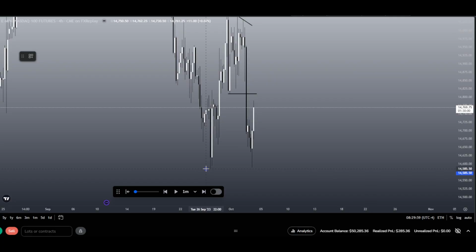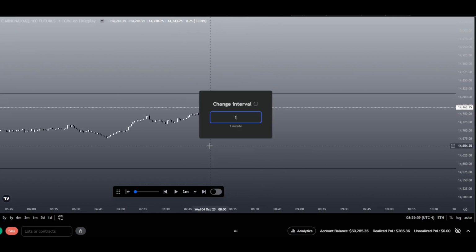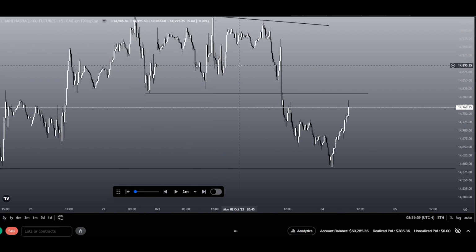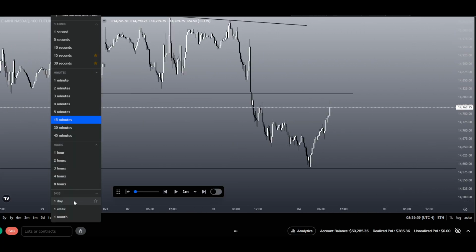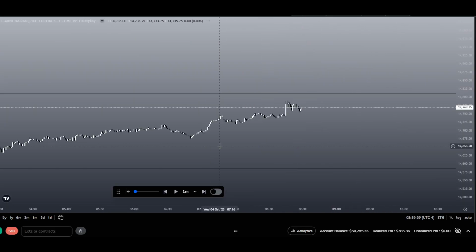So we sweep out. We actually leave relative equal lows here. We do sweep out this though and get a bullish action. So I'd probably be bearish here, considering we left relative equal lows. But I'll just have to see.